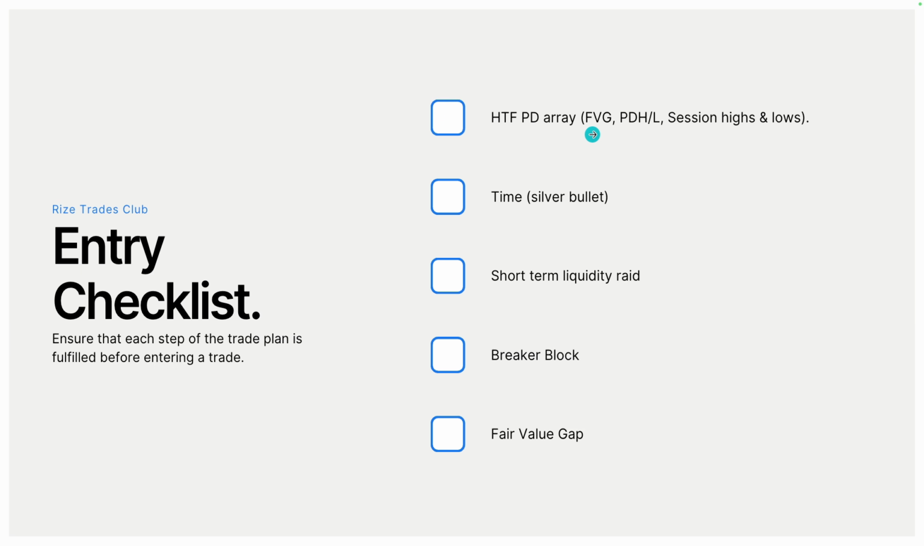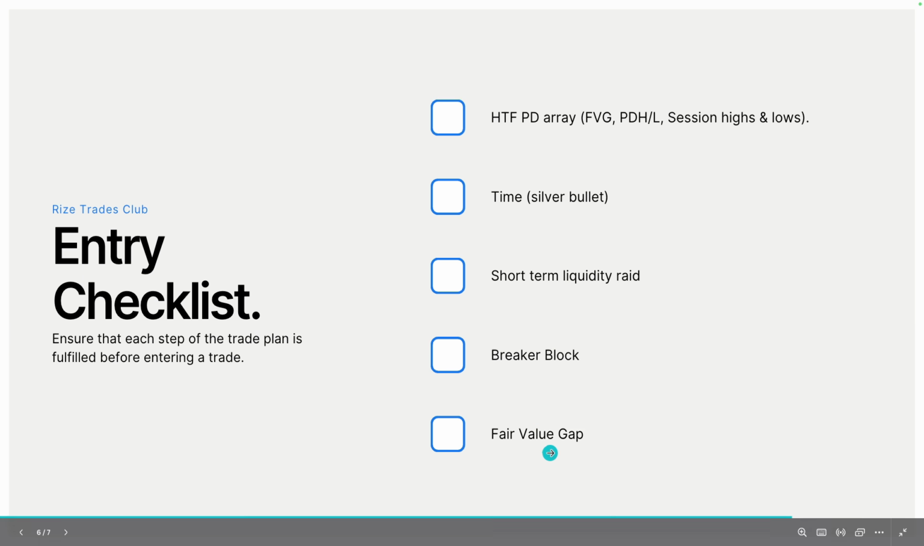That could be a higher time frame fair value gap: 15-minute, 1 hour, 4 hour, daily. Okay, previous day high or low is also something I look for. And then also session highs and lows can be brought into this as well. Time function here, Silver Bullet. Short-term liquidity raid, we need this as well, and we need a breaker block and a fair value gap aligned.